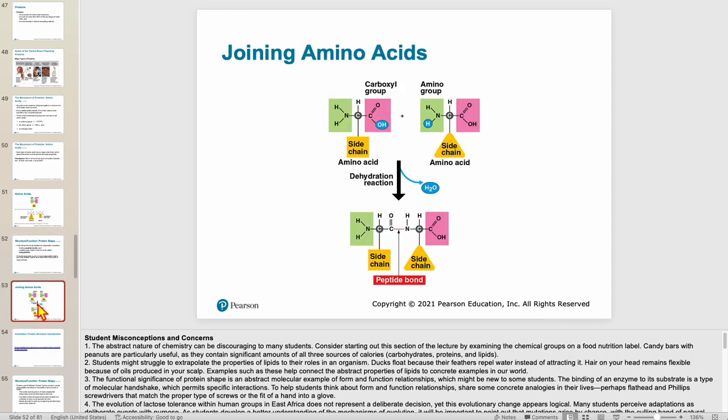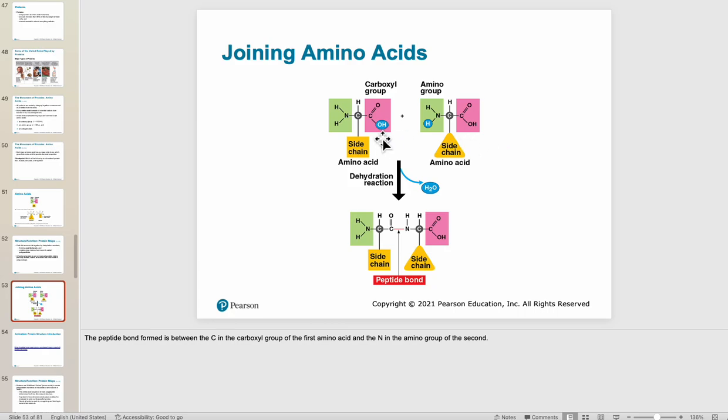Okay, the next slide is important, showing you how amino acids are joined. So we're joining them by dehydration, producing water. Notice we have different R groups. They could be the same or different. And then, of course, the sequence of those matters. And when we join the two together, we form a peptide bond.